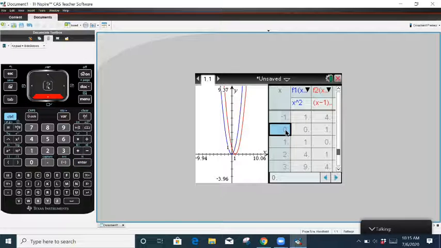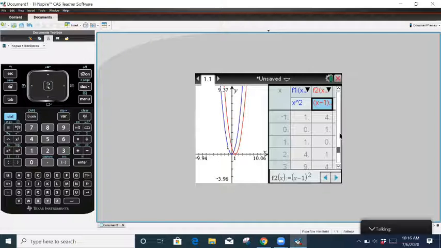Okay, so now here I have in blue f of x equals x squared graphed, and in red I have f of x equals x minus 1 quantity squared. So again, intuitively you would think if you subtract 1, it's going to move the red graph to the left of the blue graph, but it does not. It moves it to the right.